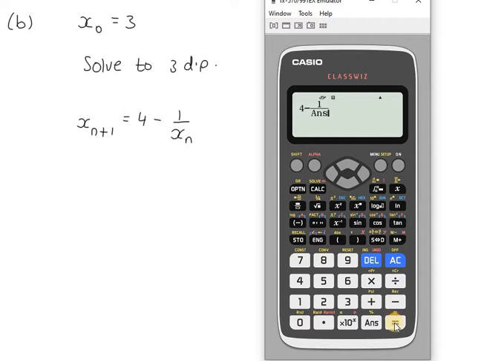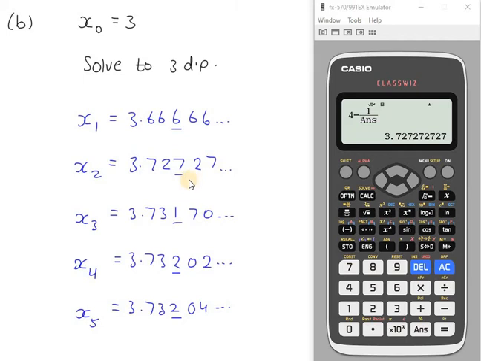So x1 will be this, and then these need to be written down, and we're solving to 3 decimal places, which means the 4th decimal place must be stable enough for us to round confidently to 3 decimal places, and these values need to be written down. So this is the next x value, so now we're up to x2.